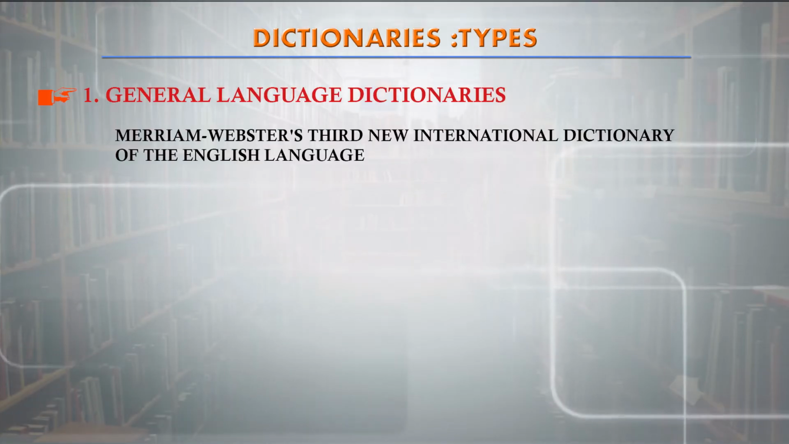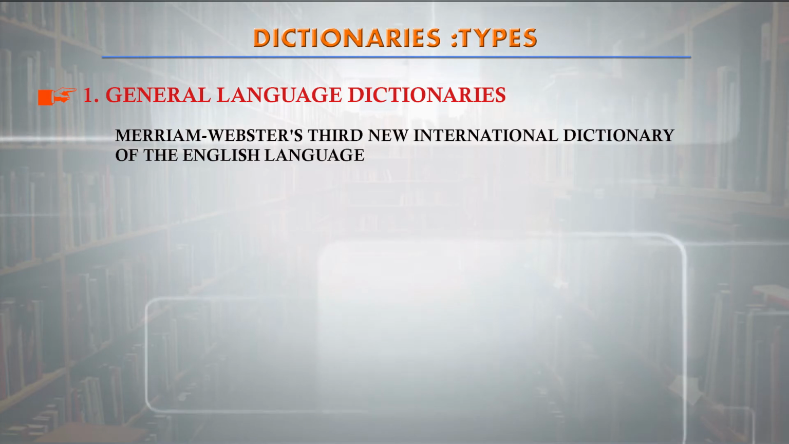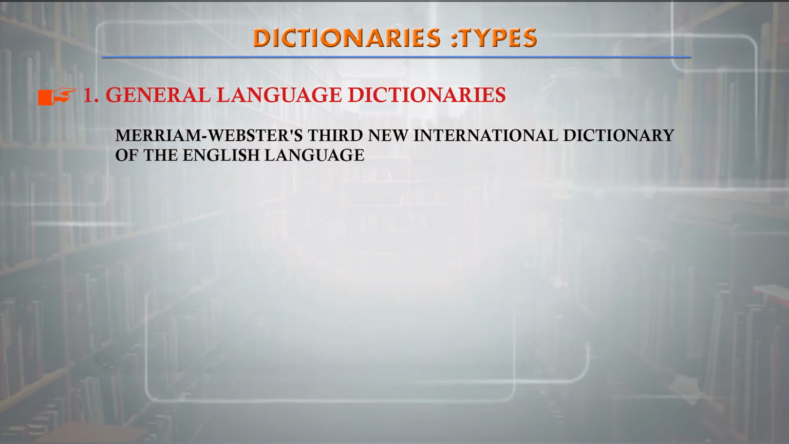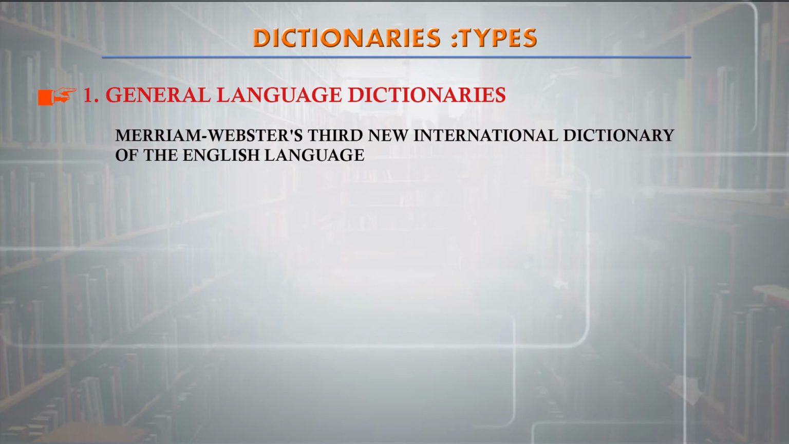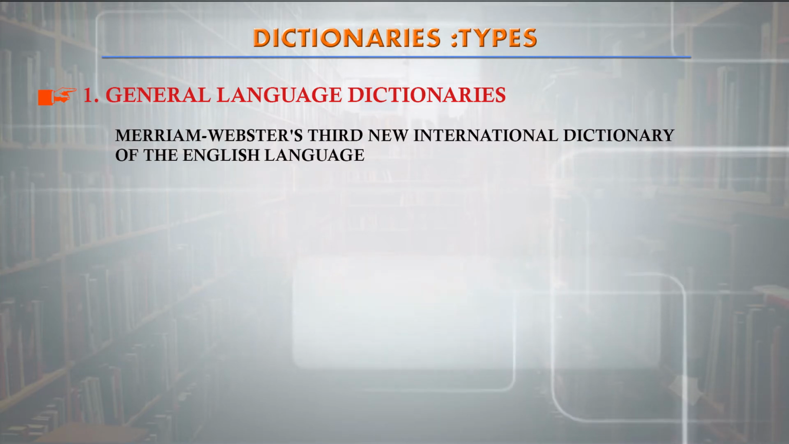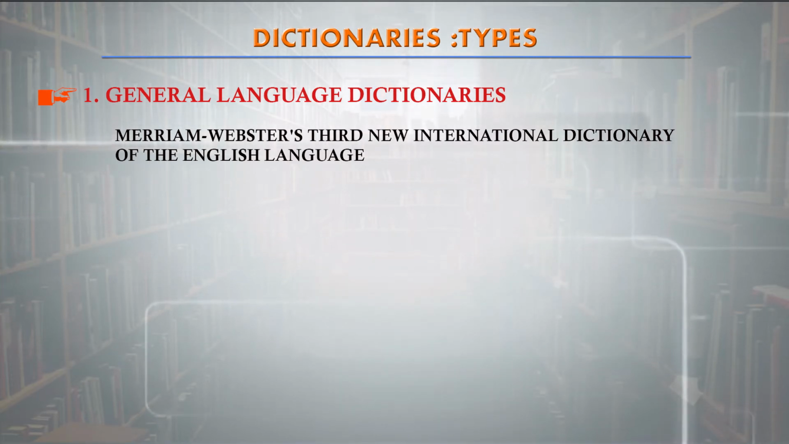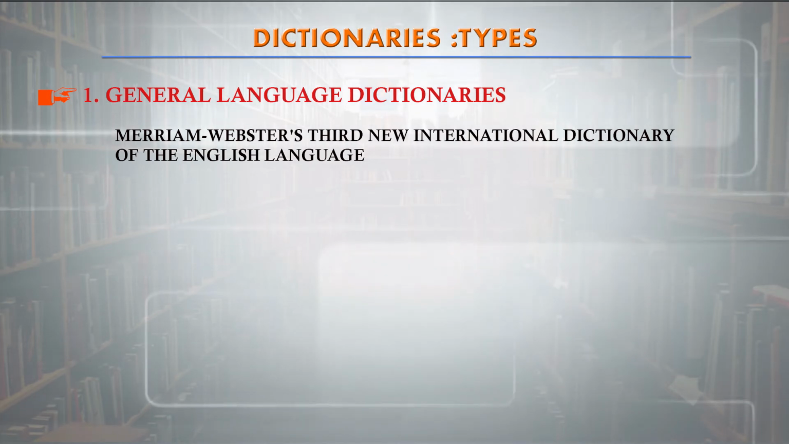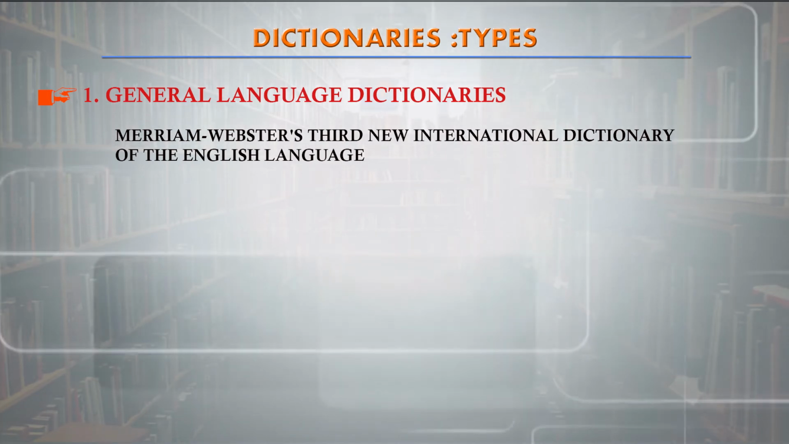For example, Webster's dictionary. So, generally dictionaries are of 4 types. First is the general language dictionary, meaning a dictionary which covers the terms of all subjects. For example, Merriam-Webster's Third New International Dictionary of the English Language. This is an example of a general language dictionary.